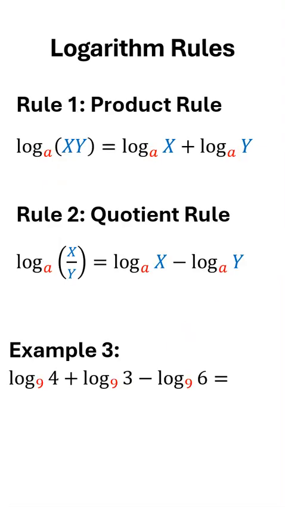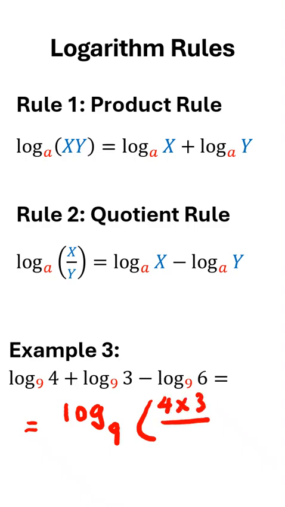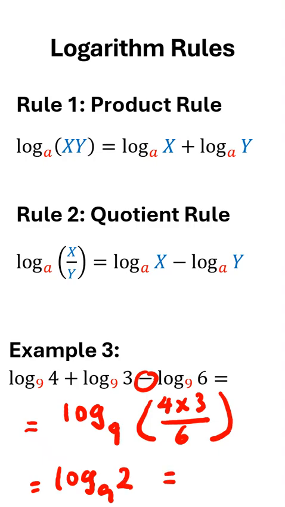Okay, so let's look at example number 3. Log to base 9 of 4 plus log to base 9 of 3 minus log to base 9 of 6. So this equals log to base 9. In addition, we multiply the arguments. So we have 4 times 3 over, because here we have subtraction, so we must divide, over 6. And the answer is log to base 9. 4 times 3 is 12. 12 over 6 is equal to 2. So this equals log 2 over log 9.